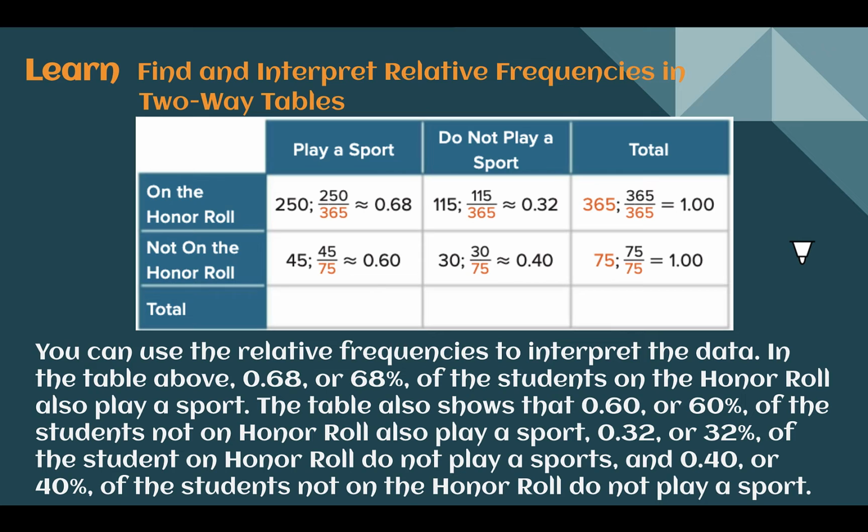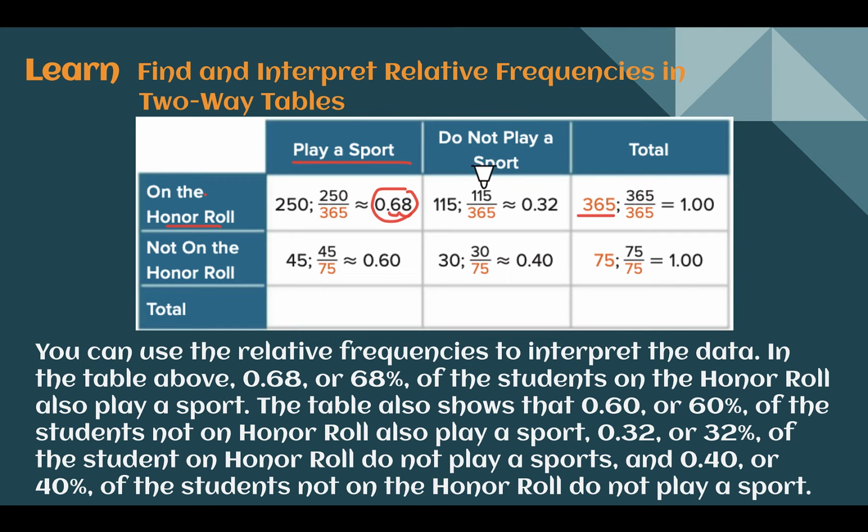What do these things mean? Well, we can use our relative frequencies to interpret the data. Here they're written as decimals, but we could easily turn each of these into a percent. So this is 68%, 60%, 32%, 40%, and so on. Our total should always be 100% for our relative frequencies. If we're trying to interpret, say, this number right here, 0.68 or 68%, since we're dealing with our row, it is honor rolls. So 68% of the people on the honor roll did whatever it says up here. So 68% of the honor roll row played a sport.